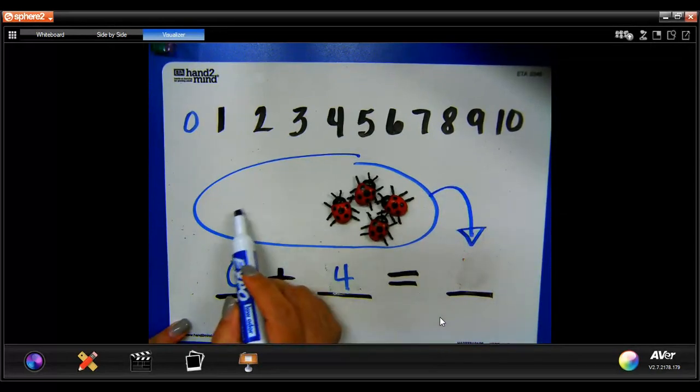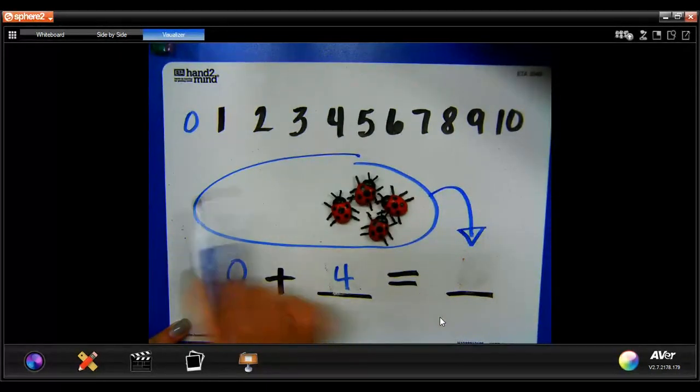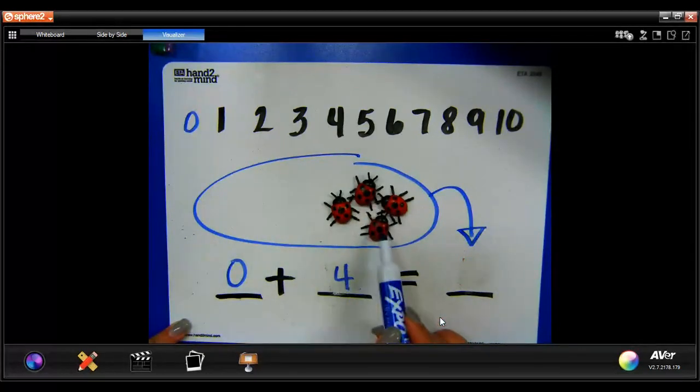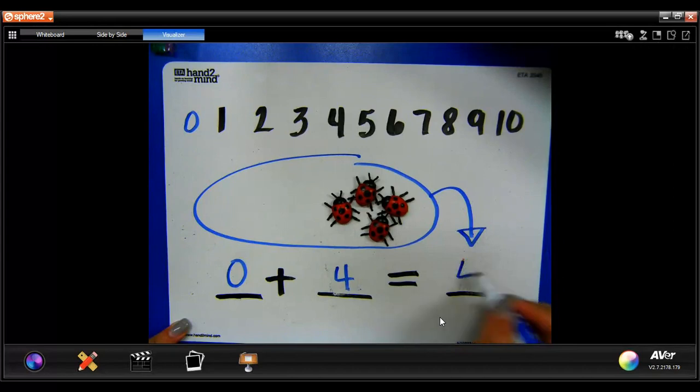So 0, I have nothing here, so I'm not counting anything. So I'm going to count these ones. 1, 2, 3, 4. So my answer is 4.